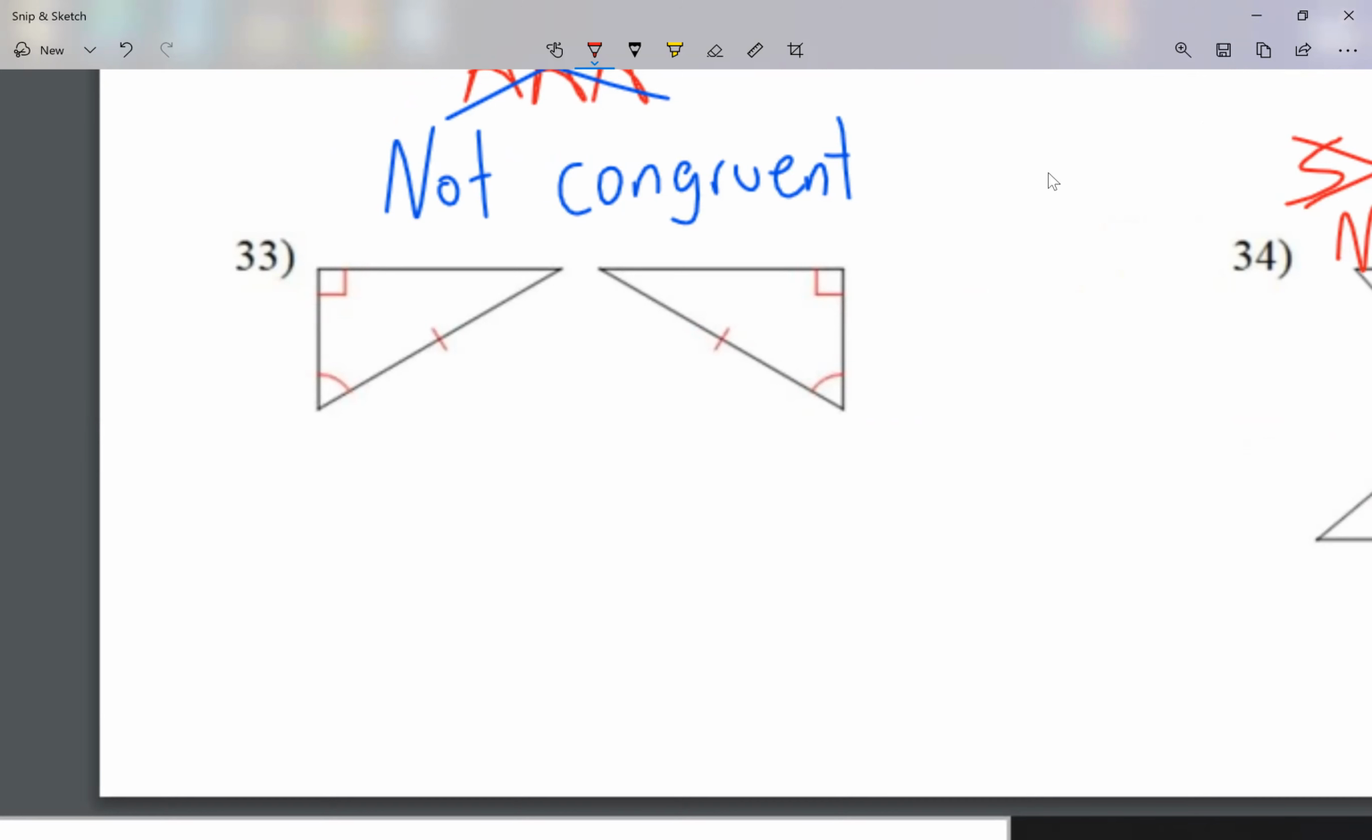First, I start thinking, can I mark an angle? Only if they form an X. Can I mark a side? Only if both triangles are using the same side. So nothing I can do.